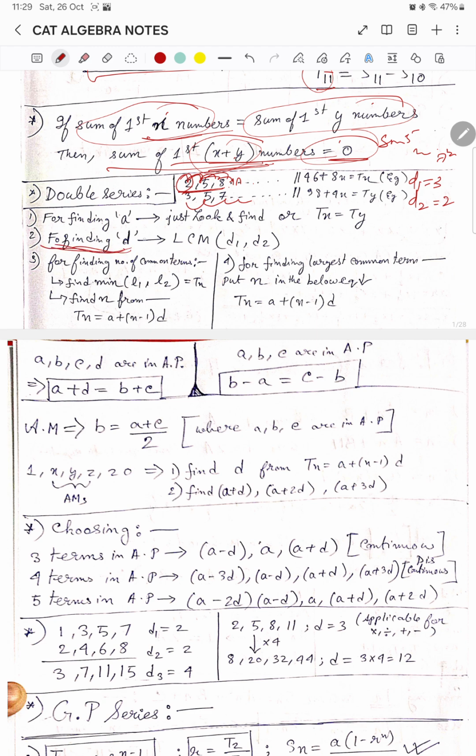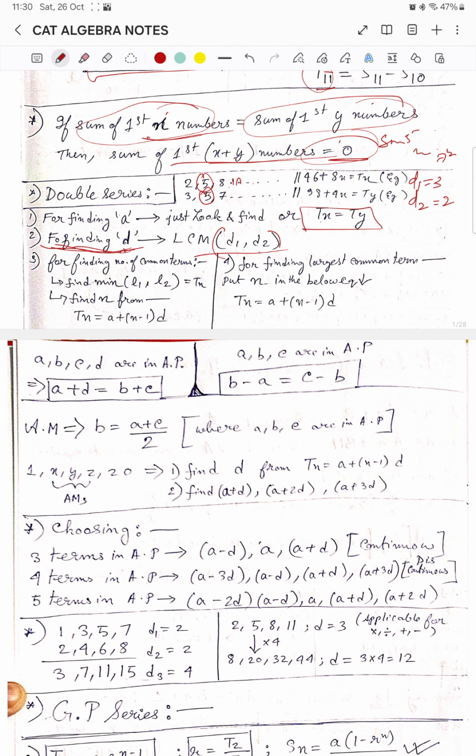For finding the common series, the common difference d is the LCM of d1 and d2. If you want to find the common terms in these two, for the first common term you can either put some 4 to 5 values and see which was the first common term. In this case you can simply observe it as 5. If you can't find it by looking, then put Tx equals Ty, then you will get the first term, and the LCM of the common differences of the first and second series gives the common difference of the series which is common to both.